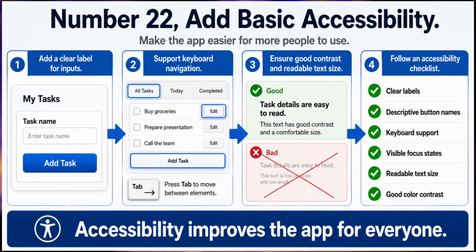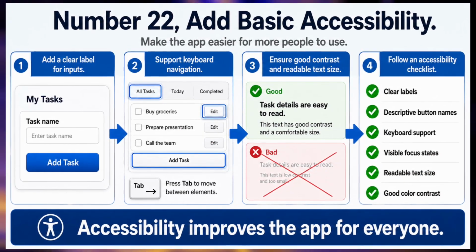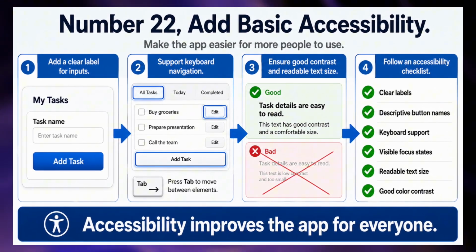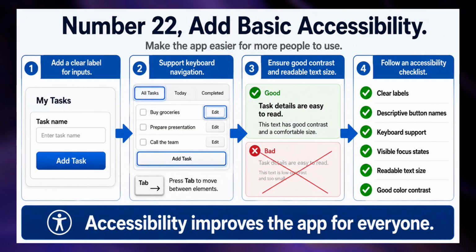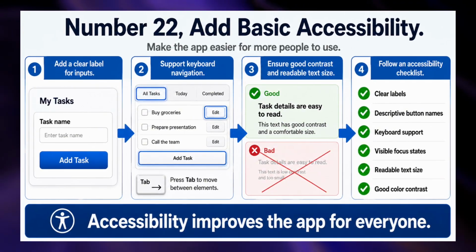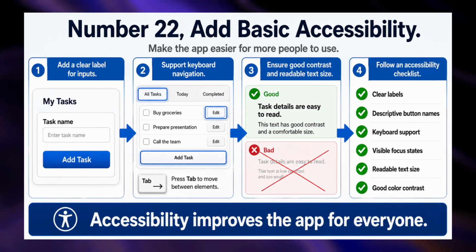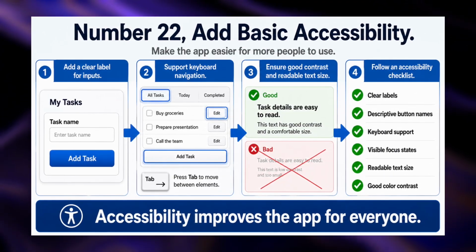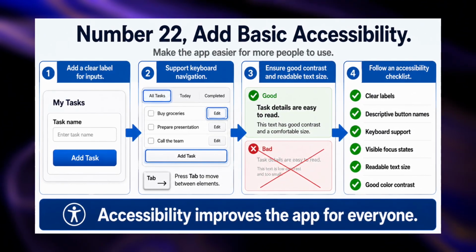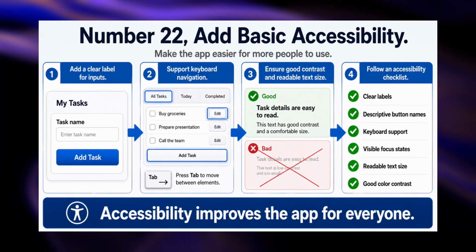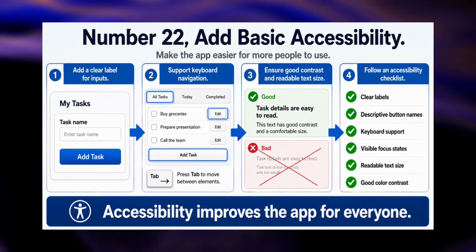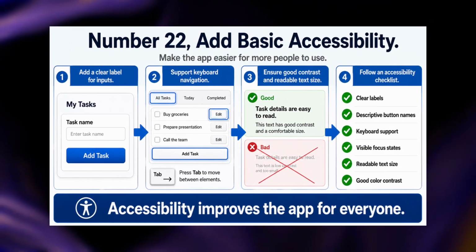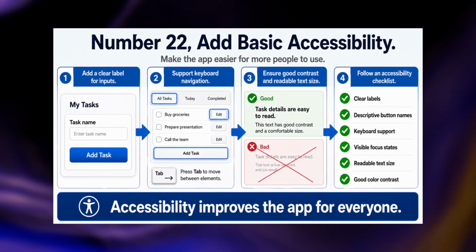Number 22. Add basic accessibility. A useful app should be usable by more people. Ask Claude to check labels, button names, keyboard behavior, focus states, color contrast, and readable text size. For a task manager, the input should have a clear label, buttons should say what they do, and a user should be able to move through the app with a keyboard. Accessibility is not an extra luxury. It often improves the app for everyone, especially on mobile and smaller screens.